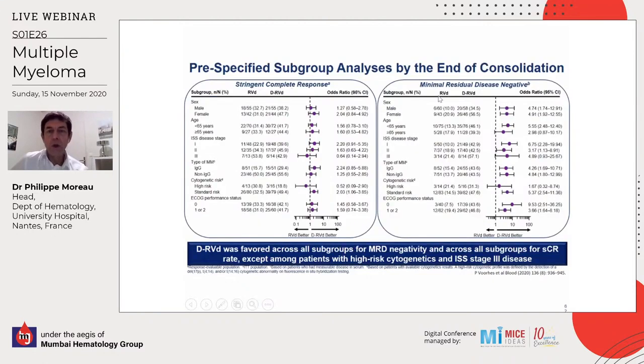And when looking at subgroups of patients on the right-hand side, MRD negativity results before maintenance and after consolidation, all subgroups of patients are reaching MRD negativity with VRD-DARA versus VRD, significant improvement of MRD negativity rate with the quadruplet combination.